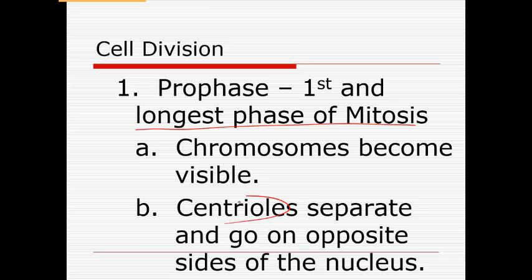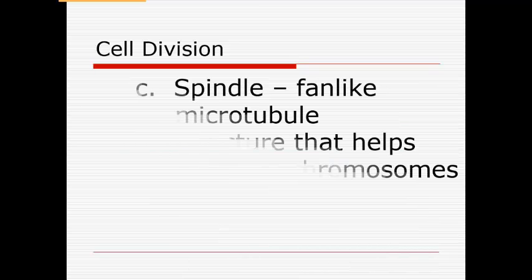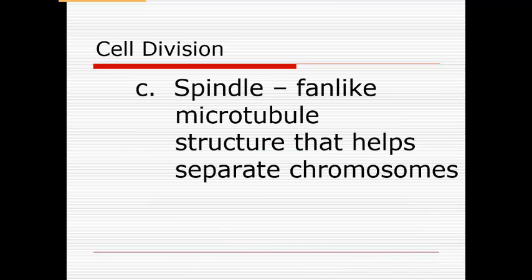Centrioles. Centrioles are something that we looked at. That's in animals only, so plant cells you wouldn't see these. But in animals, the centrioles are going to move to opposite sides of the nucleus, and I'll have some pictures in a moment that show all of these pieces.